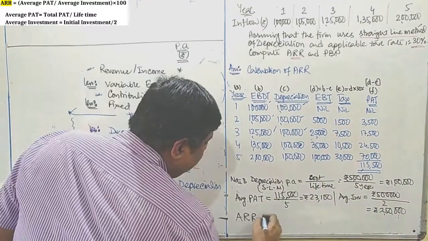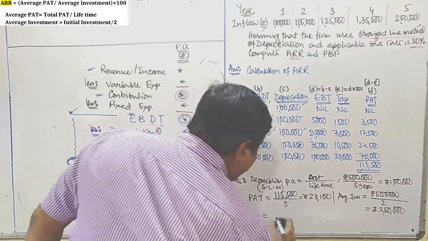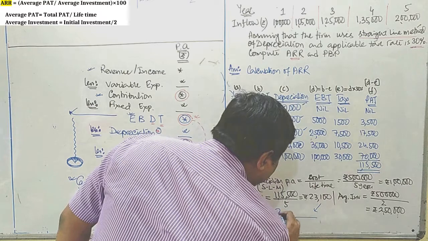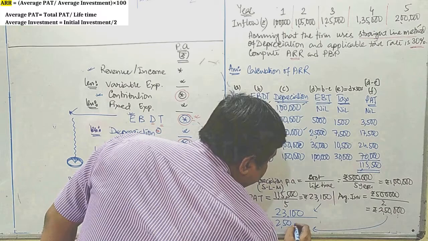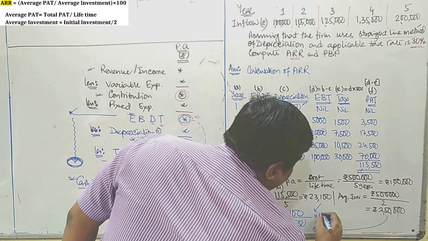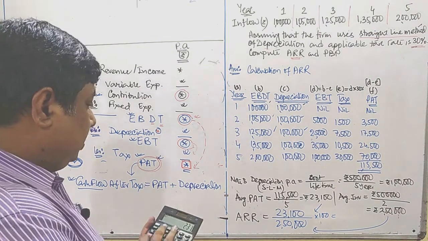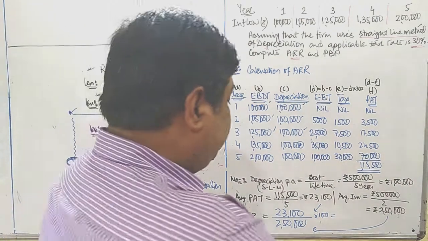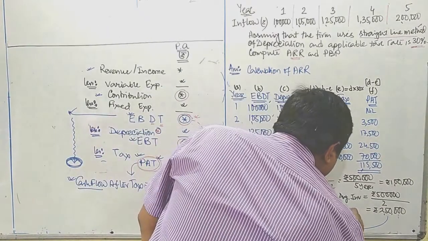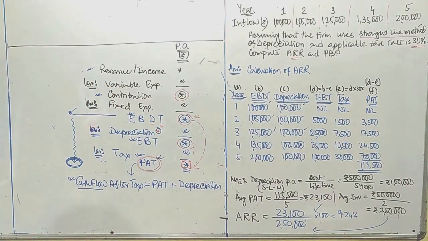Now finally, ARR. What is the formula of ARR? I think you people remember, the formula of ARR is average PAT, that is 23,100, divided by average investment, that is 2,50,000, multiplied by 100. So 23,100 divided by 2,50,000 into 100, you are getting 9.24%. The ultimate answer is 9.24%. Then this is our exact answer.